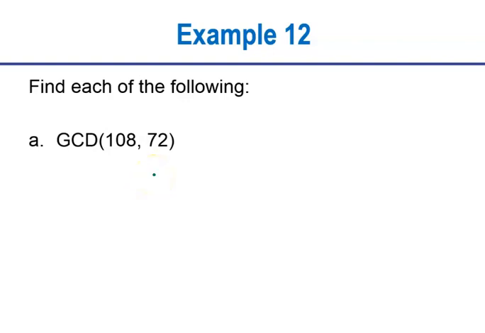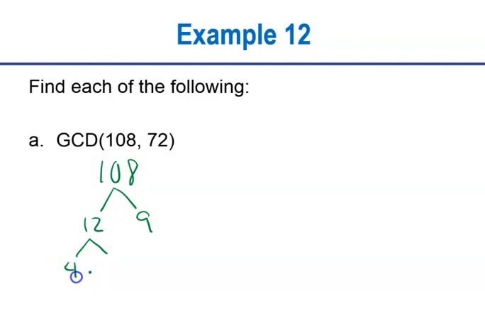So remember, there's two ways we could do this. We could use the factor tree. So I need two numbers that multiply to be 108. You probably recall your 12 multiplication facts. 12 times 9 is 108. That's not the only way to get there.